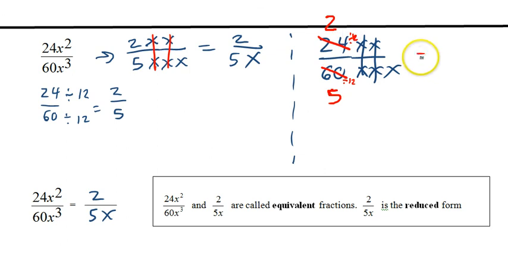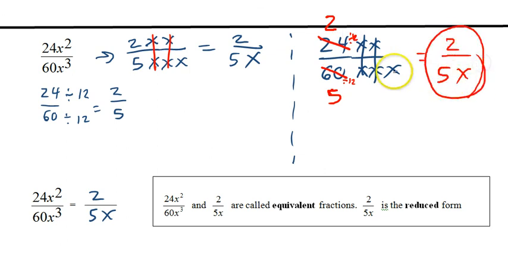And then you can just write the answer, which is 2 on top, 5x on the bottom. Make sure if they're on the bottom, they stay on the bottom. If they're on the top, they stay on the top.